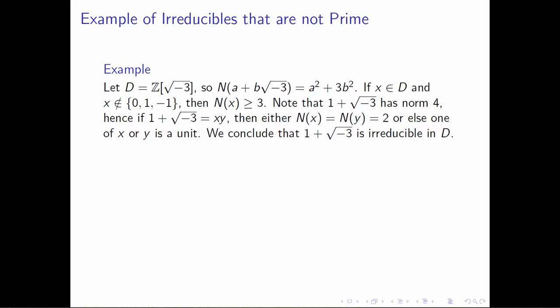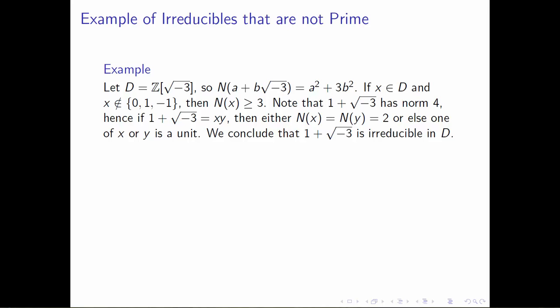Now, once we have the properties of a norm map, we can use them to come up with, fairly easily, an example of a domain where we have irreducible elements that are not prime. So let's take the example D is Z adjoin the square root of -3. So we go back and now we really are in the simplified example of Gallian where the norm is going to be a squared plus 3b squared. And I've dropped the absolute value signs because here they're not necessary. A squared plus 3b squared is always non-negative.